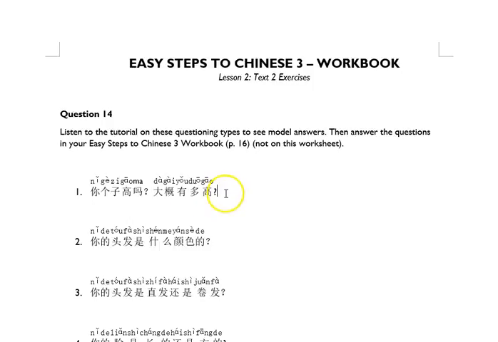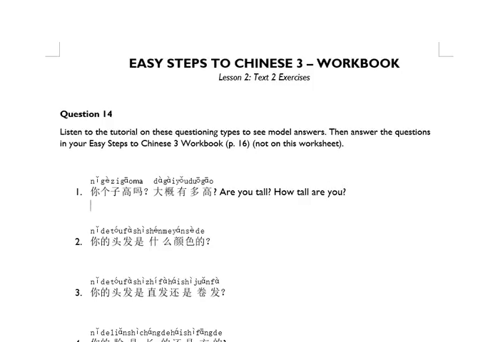So this first question is asking, 你个子高吗? Is your stature tall? So basically, just because it says, is your stature tall, what it's asking is, are you tall? 大概有多高? Approximately how tall are you? So 大概, approximately, 有, have, 多高, how many height. So it's asking you to give a number on how tall you are. So how tall are you?